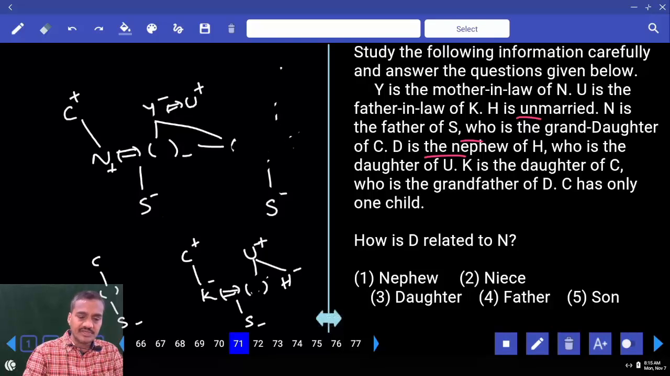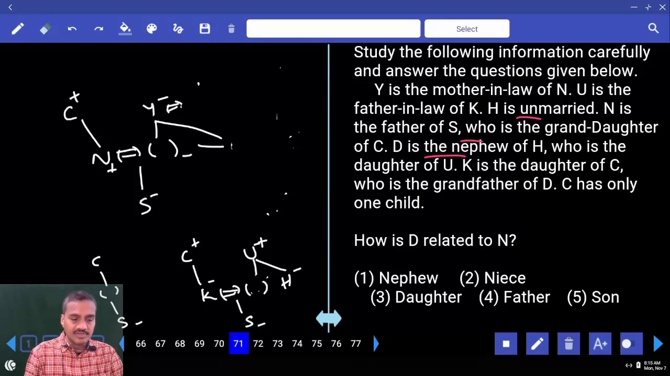And where should this K be? Tell me where K should be. Y is the mother-in-law of N, and U is the father-in-law of K. Now this U is the father-in-law of K, and H is unmarried. And next one, N is the father of S. S is the granddaughter of C, and D is the nephew of H. H is the daughter of U, and K is the daughter of C.